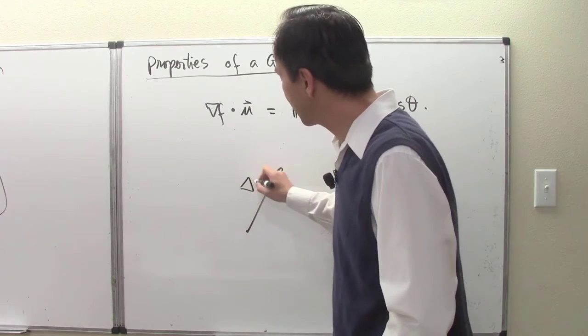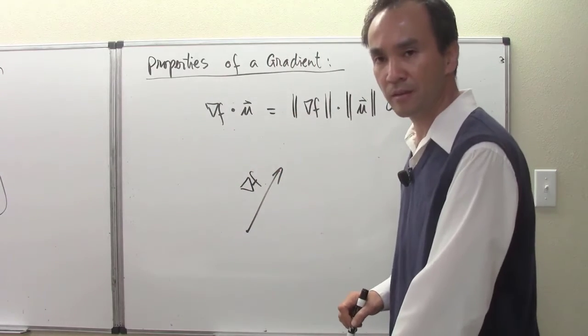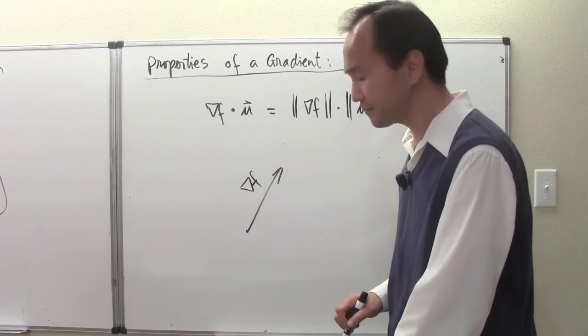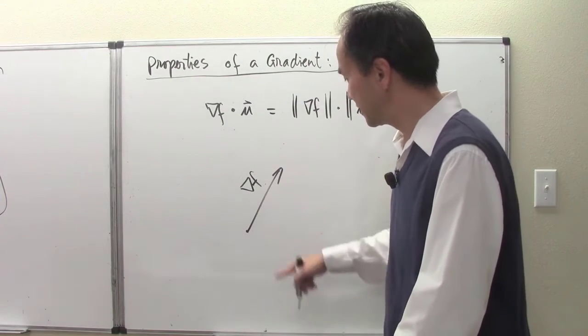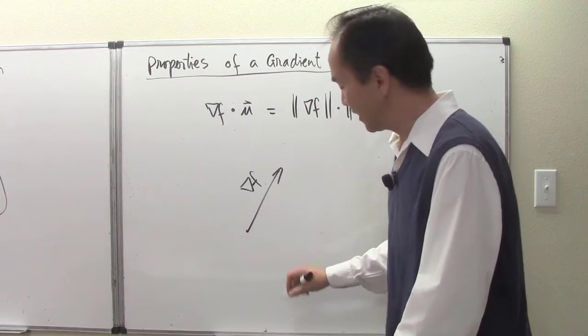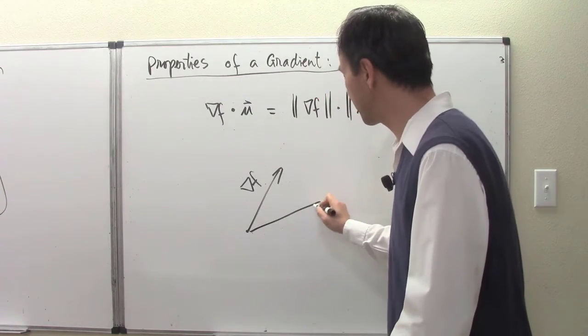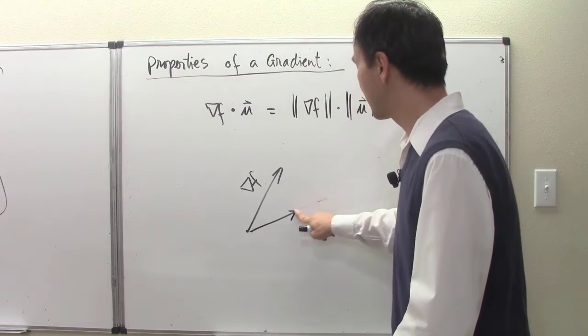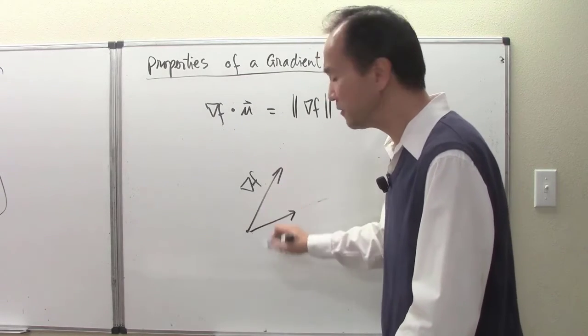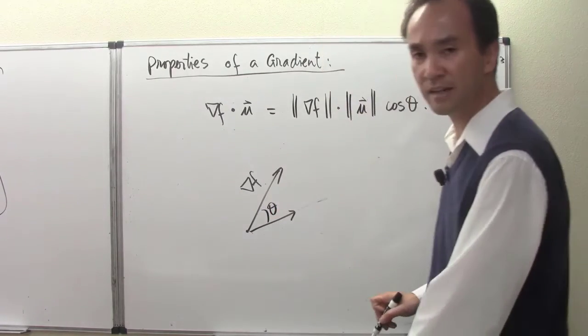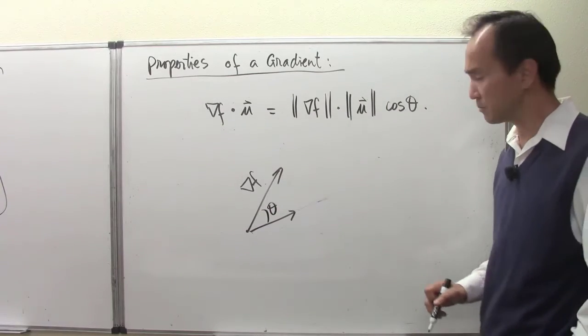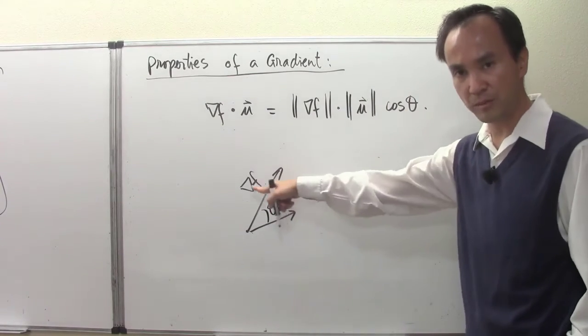So let's say a vector like this, on the x and y floor, is some vector. And then the vector u, the directional vector where we take the directional derivative, is some other vector. So of course, between any two vectors, there has to be an angle theta, the smaller angle between the two vectors.